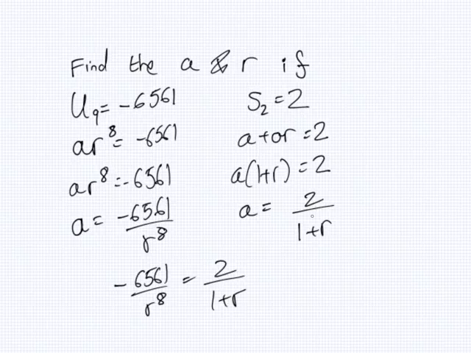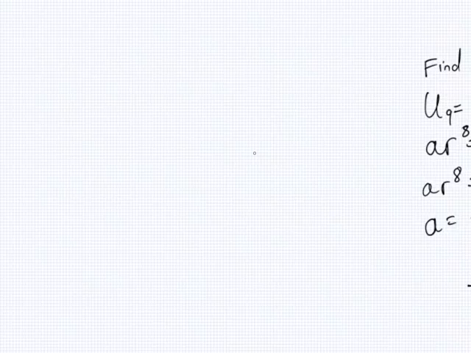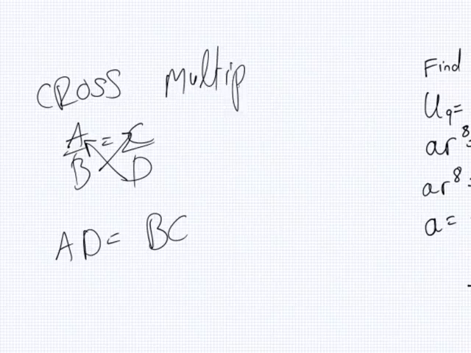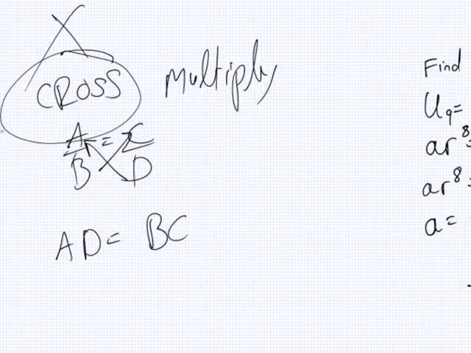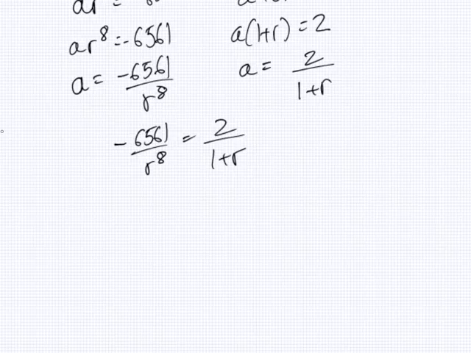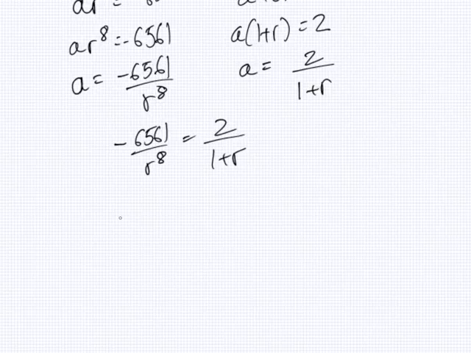So, who's got any ideas for what to do next? What's this called? Let me give you the vocabulary. When you have something like this, and this goes here, and this goes here, does anyone know what that's called? Cross multiply. Yes, cross multiply is a good idea, but not right. What you should do here is swap some of them. So you have minus 6561 over 2 equals r^8 over 1 + r.